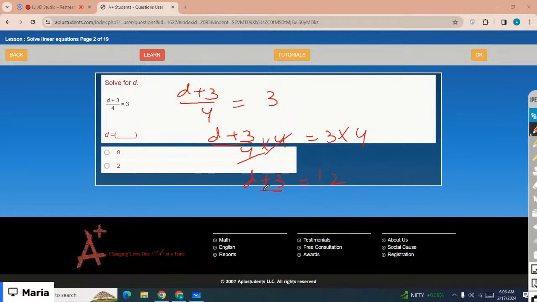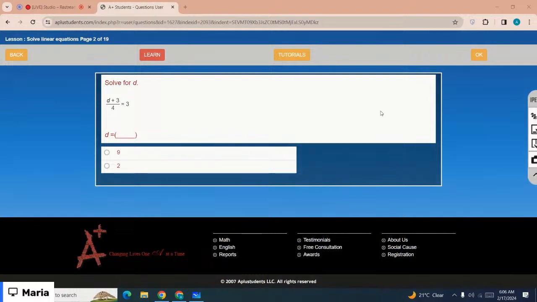Here you have positive 3. That means you need to subtract 3 from both sides. So that is 12 minus 3. 3 minus 3 is 0, and d equals 9. The correct option is d equals 9. Got it? Option number 1 is the correct option.